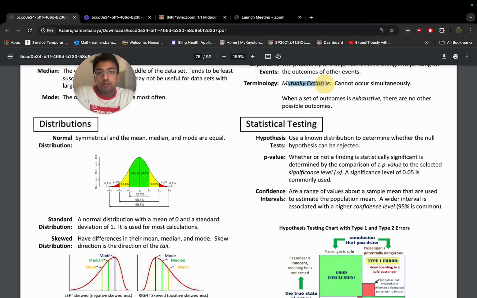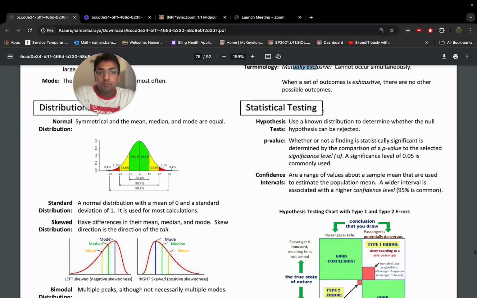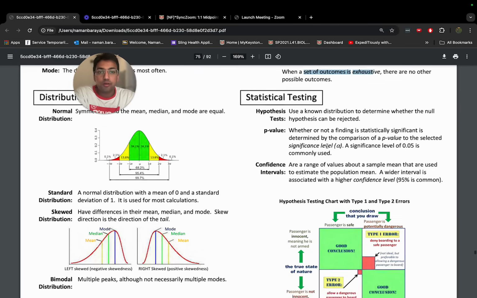So mutually exclusive, like getting a heads and tails when you're flipping a coin, that's mutually exclusive. And then when there's a set of outcomes that's exhaustive, then there's no other possible outcome. So when I flip a coin twice, I can get 2 heads, 2 tails, 1 head, 1 tail, or 1 tail, 1 head. That's an exhaustive set of outcomes.